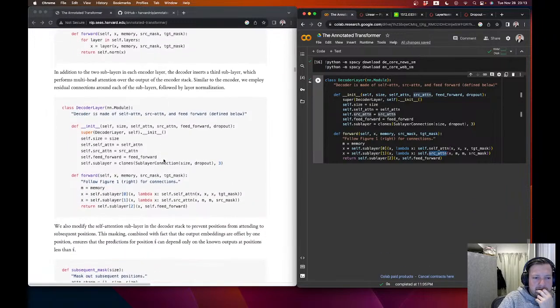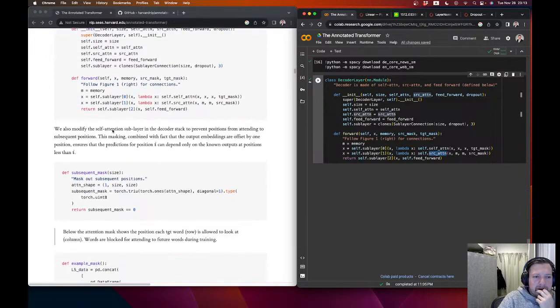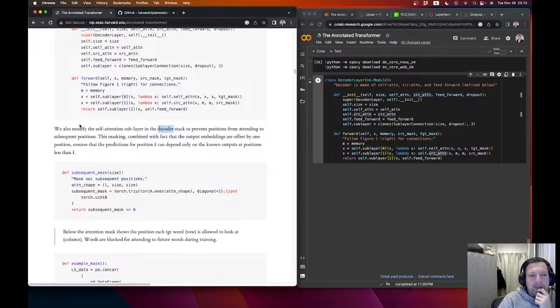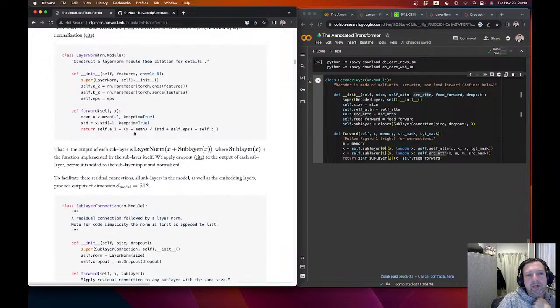Okay, decoder layer, yeah, we have that. So we also modify the self-attention sublayer in the decoder stack to prevent positions from attending to subsequent positions. Yeah, this is just in the, okay. This masking, combined with the fact that the output embeddings are offset by one position, ensures that the predictions for position i can depend only on the known outputs at positions less than i. So this is for the output language bit, right?